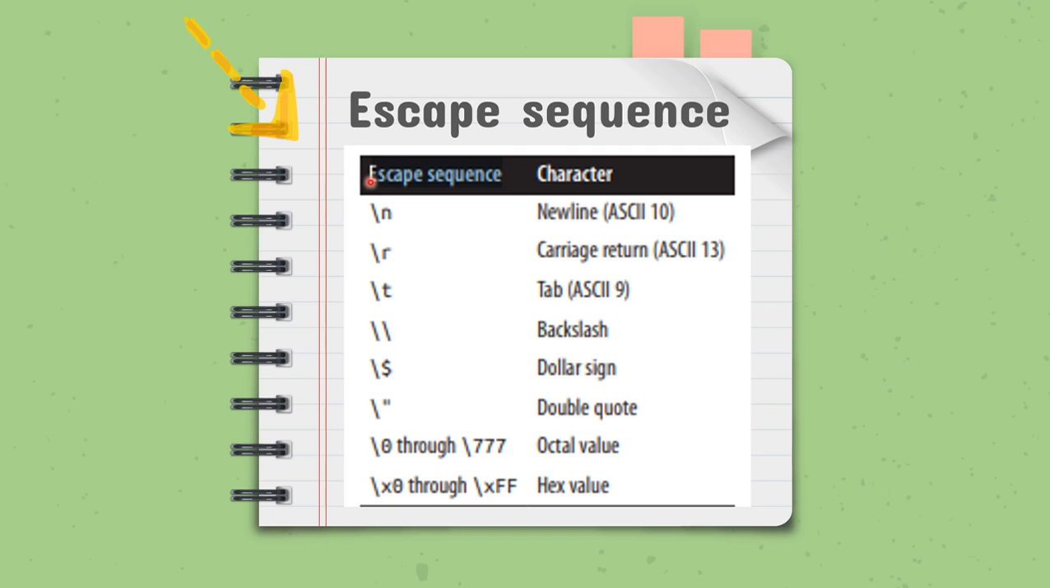Next, what are escape characters? Escape characters are actually used in the output, I mean in strings. They start with a backslash, and as you can see, each of them performs its own function, just like the line break, tab, and dollar sign.